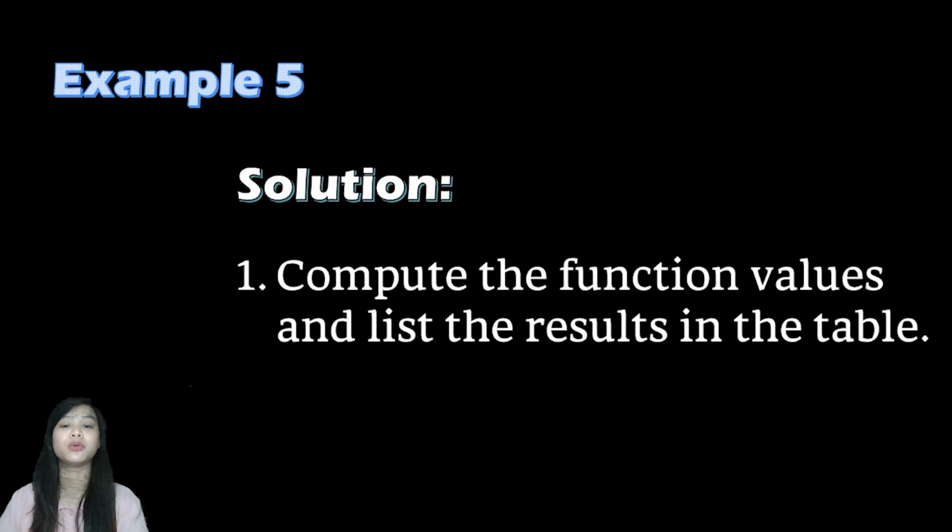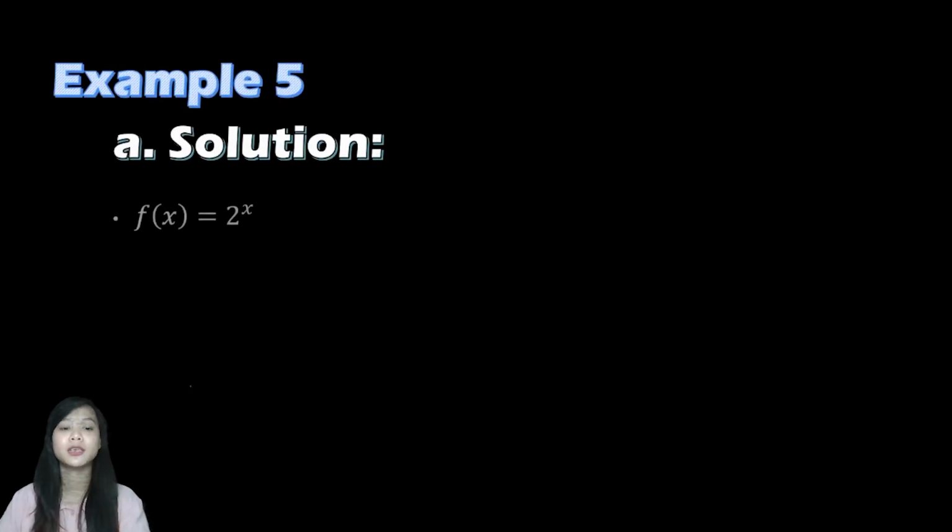So for the first part of the solution, we need to compute the function values and list the results in a table. So let's compute. For letter A, the domain is the real numbers, from negative 2 to positive 2, for y or f of x equals 2 raised to x.